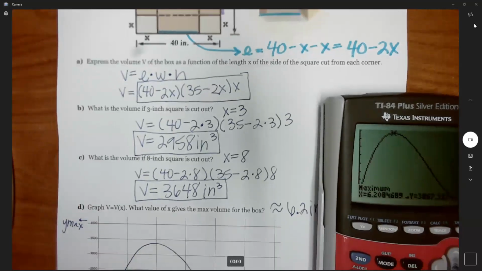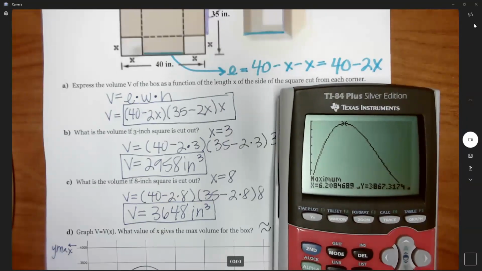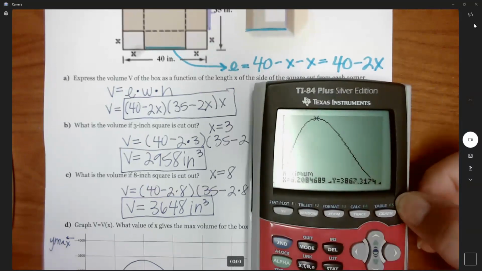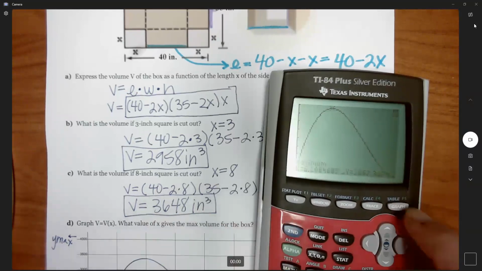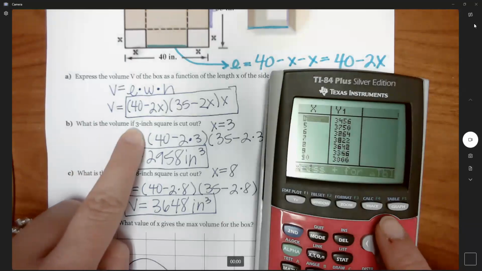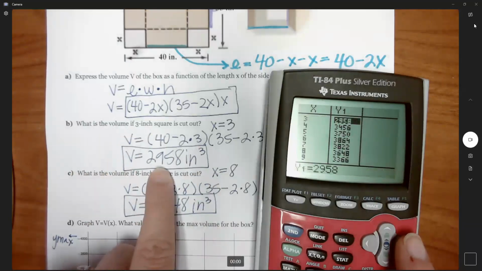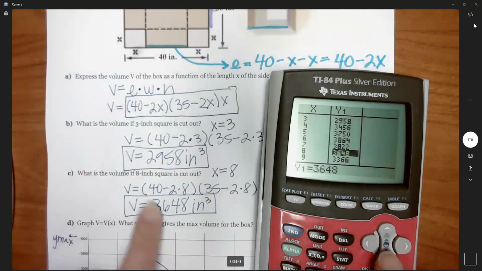Okay, so that's how you answer all of these here. Now, you can stop watching the video. That's all you need to be able to answer the questions. One more cool thing that you want to get pretty familiar with on this calculator is this table. And if you go to second graph, which is your table, you can see your values here. And so if I go to when X is 3 inches, that's exactly what we got. We got 2958. When X is 8 inches, that is 3648.